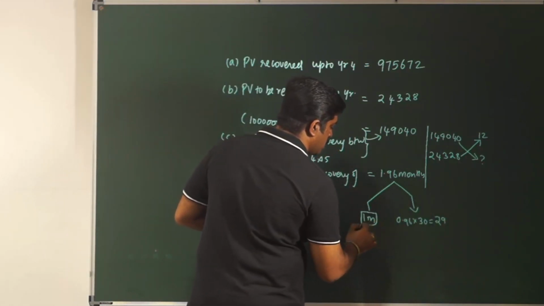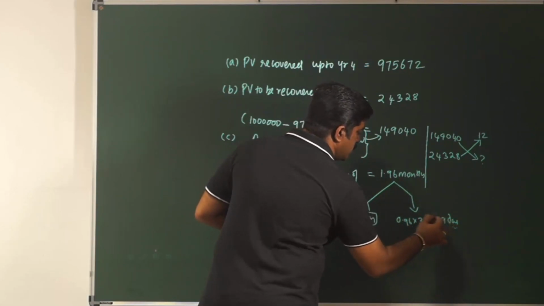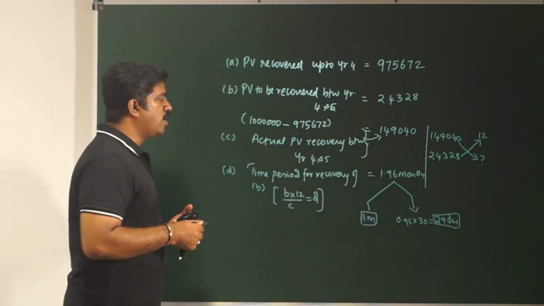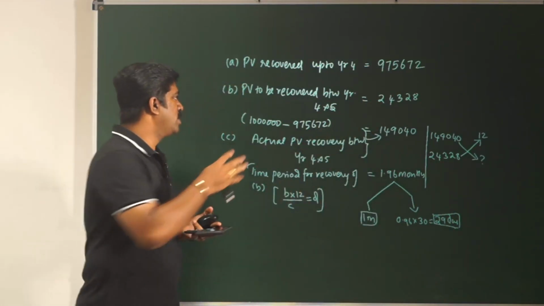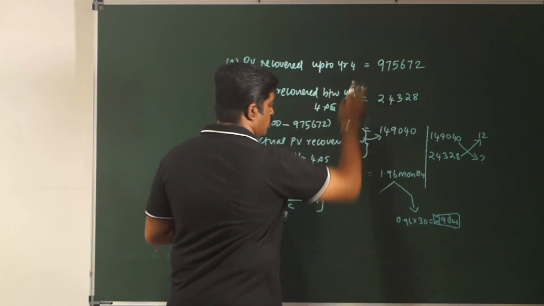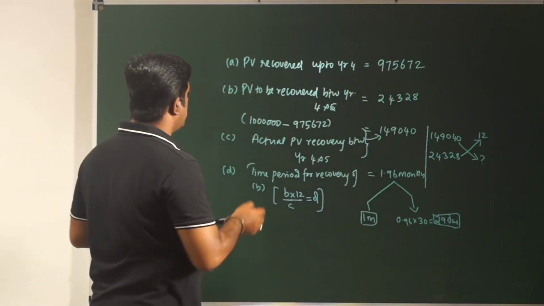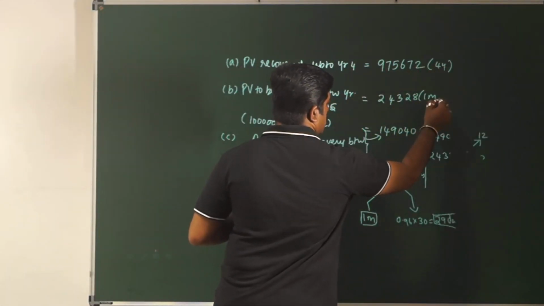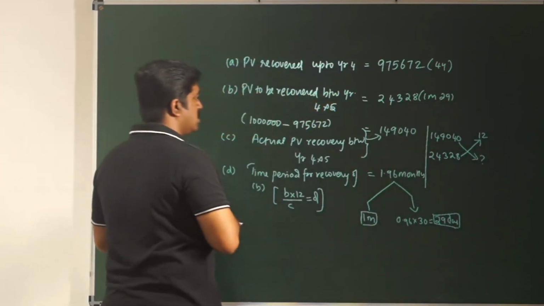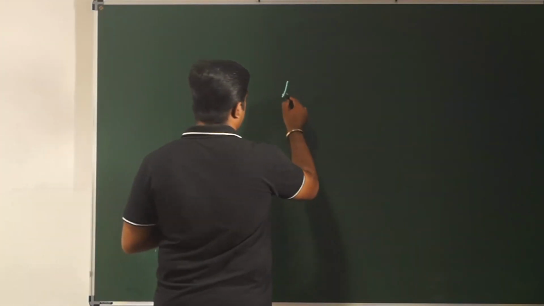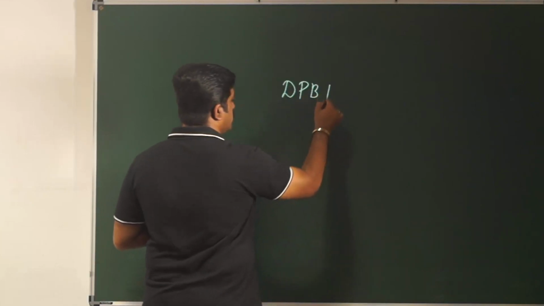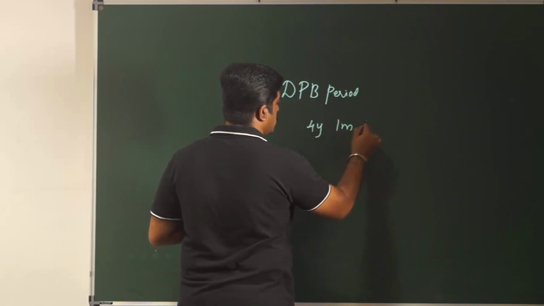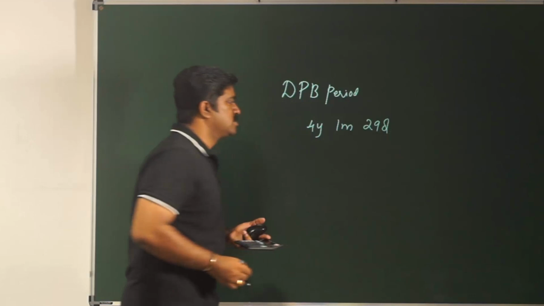So 1 month, 29 days is the time period for recovering 24,328. Already over a period of 4 years, how much has been recovered? 975,672. So now we can say the discounted payback period is 4 years, 1 month and 29 days. So let's put it here. The discounted payback period is nothing but 4 years, 1 month and 29 days.